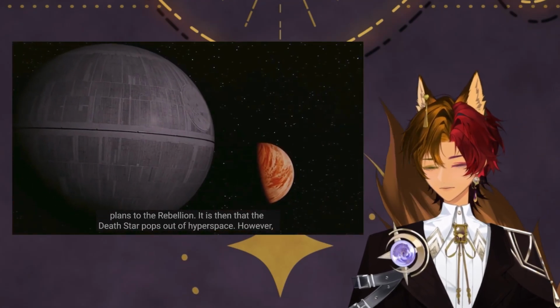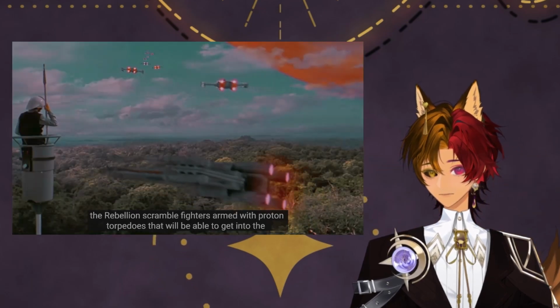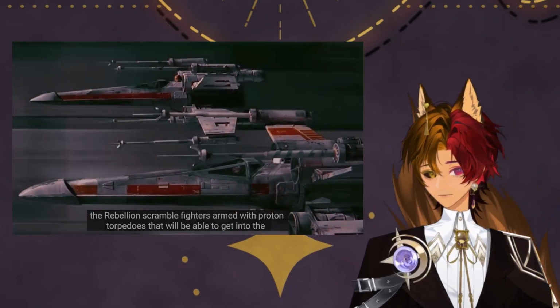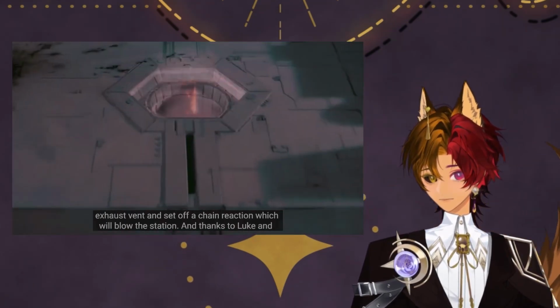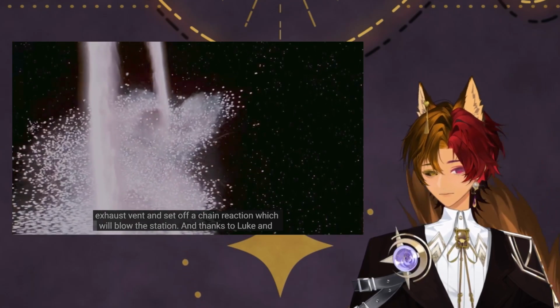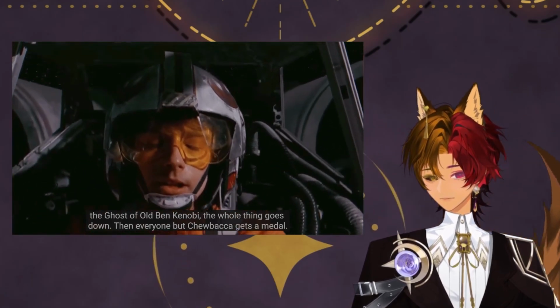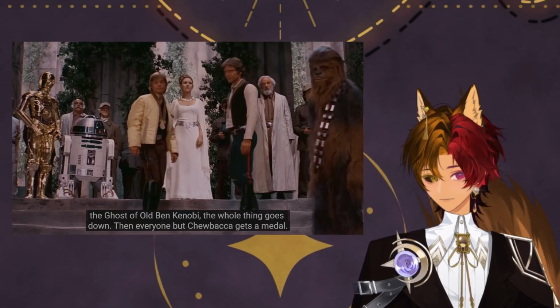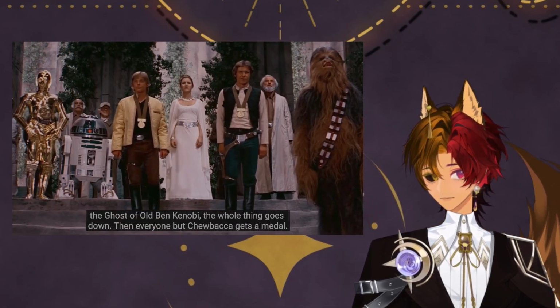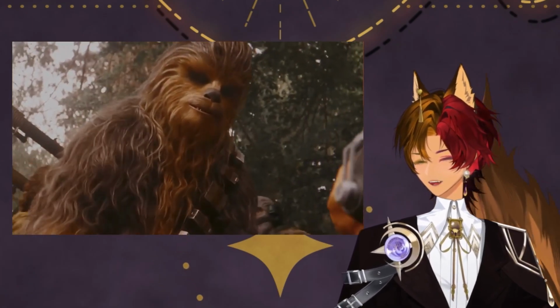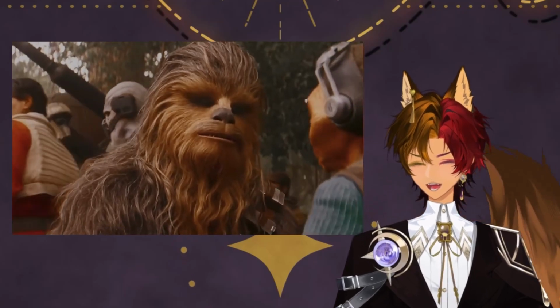It's then that the Death Star pops out of hyperspace. However, the Rebellion scrambles fighters armed with proton torpedoes that will be able to get into the exhaust vent and set off a chain reaction which will blow the station. And thanks to Luke and the ghost of old Ben Kenobi, the whole thing goes down, and then everyone but Chewbacca gets a medal. We all know this. He gets a medal later. Yeah, he gets the one later.